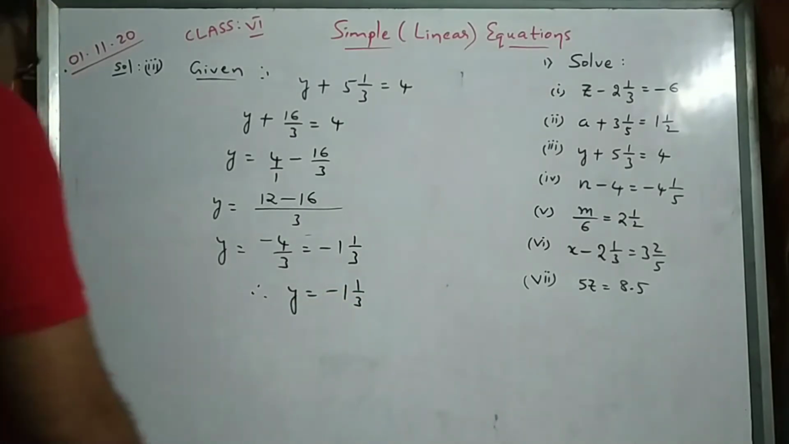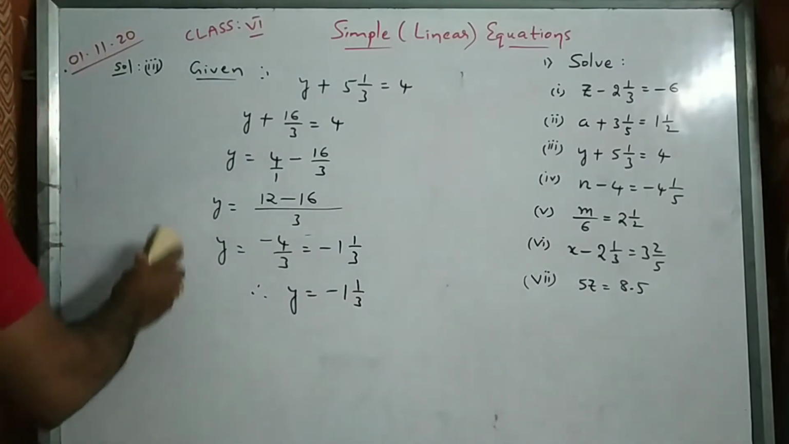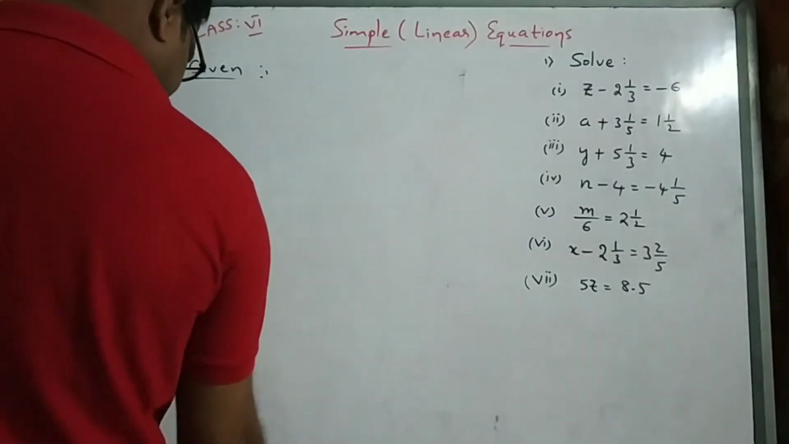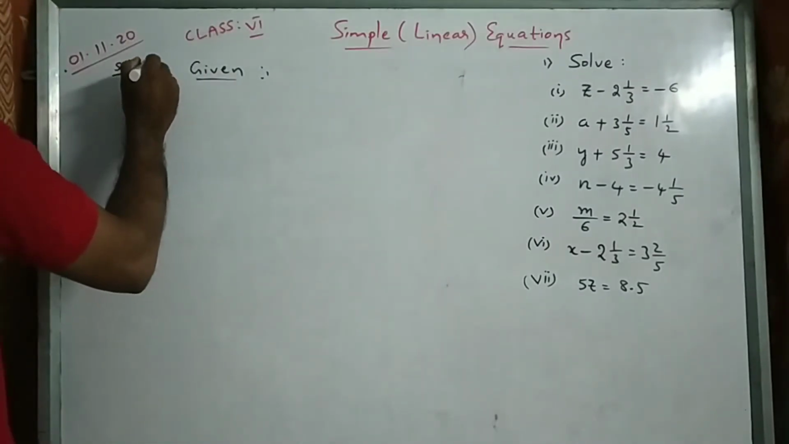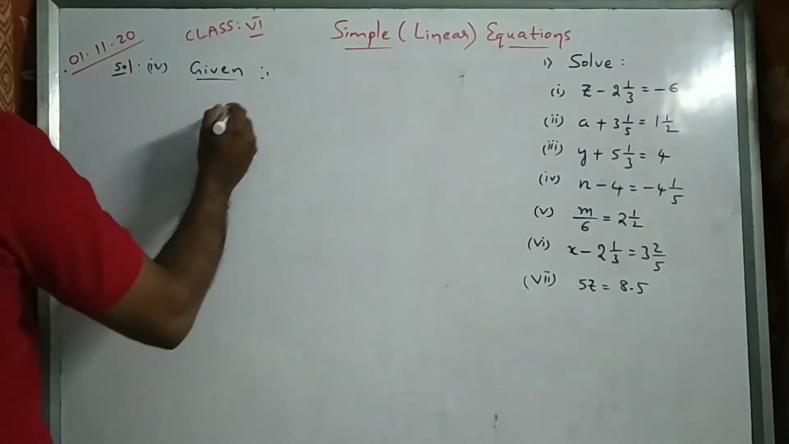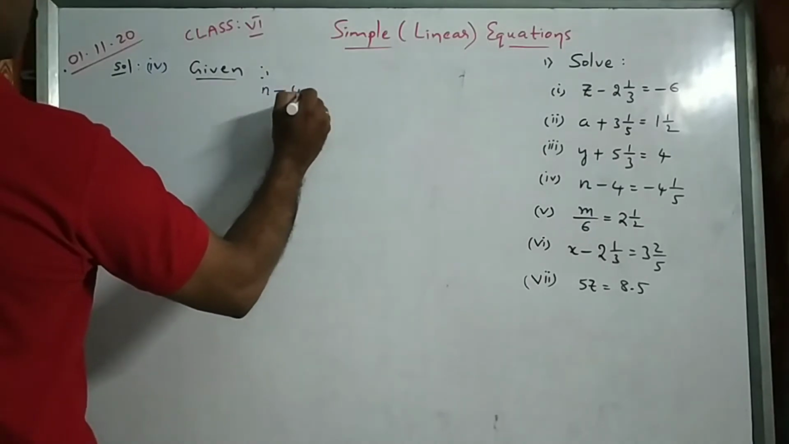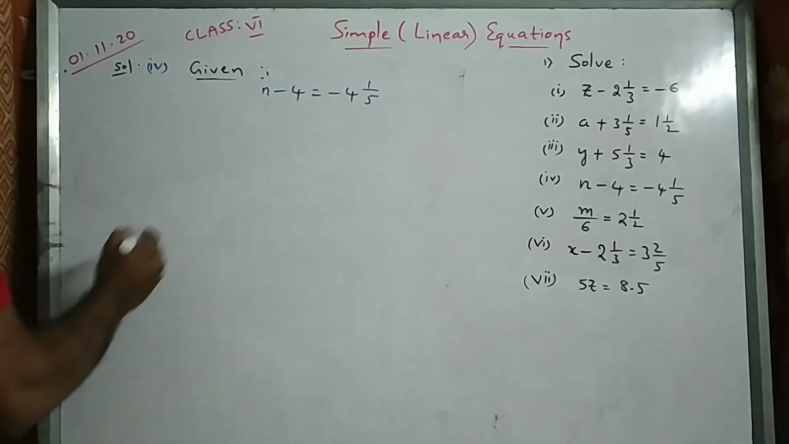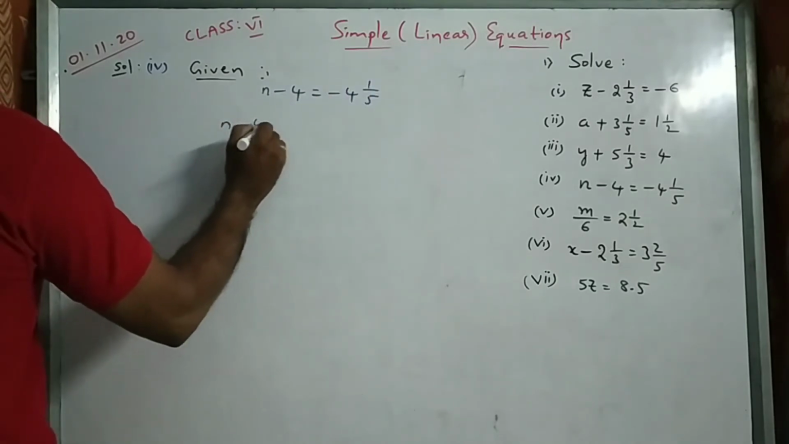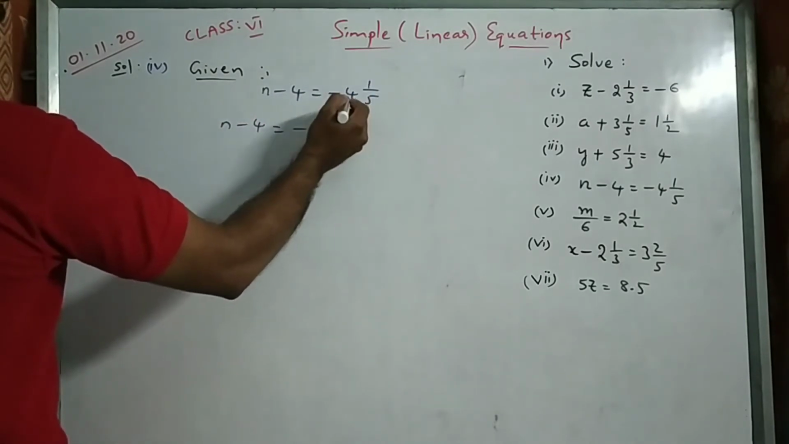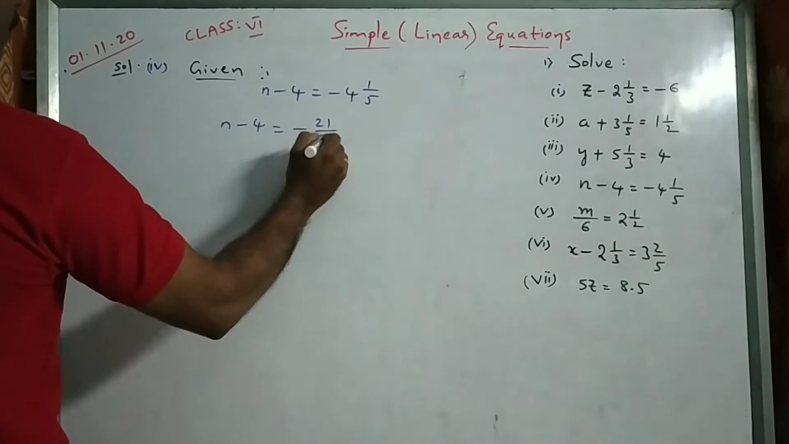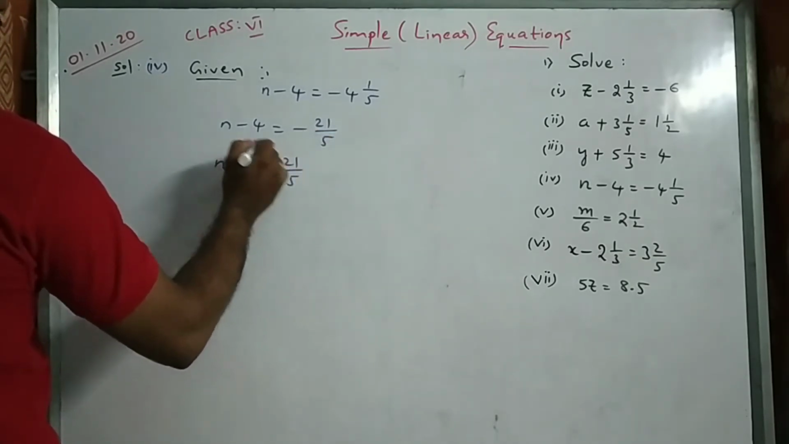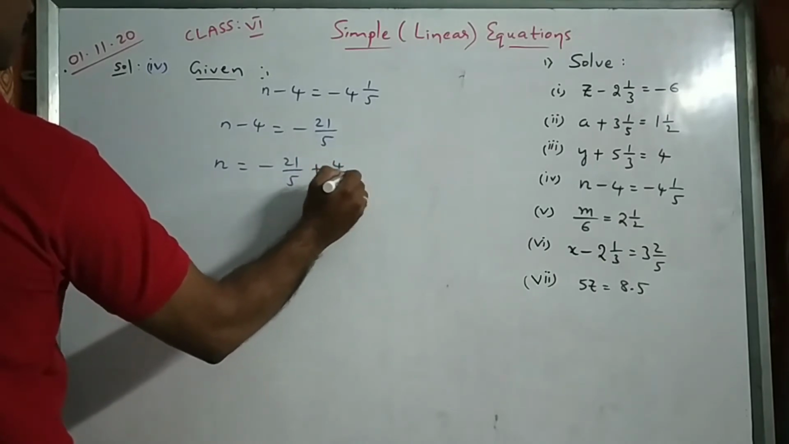Okay. Next, the fourth one. N minus 4 is equal to minus 4 1 by 5. First change it into an improper fraction. 5 4s are 20 plus 1, 21 upon 5. So n equal to minus 21 upon 5, minus 4 will be plus 4.